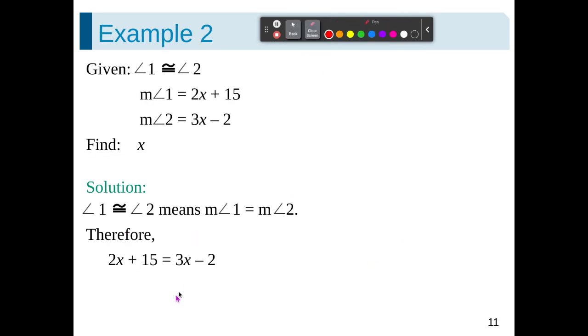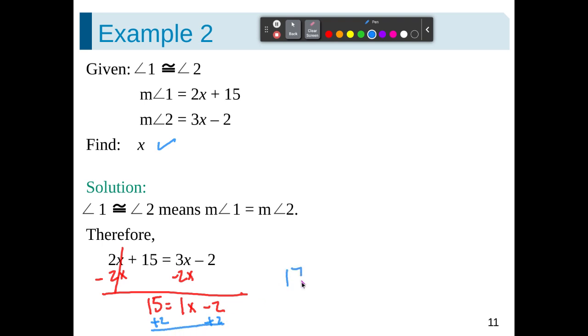Once we set them equal to each other, we can actually solve it. A little bit of algebra review. We want to move all the x's to one side, so we subtract 2x. We read from left to right like we do a book. The 2x's cancel, I bring down my 15. 3 take away 2 is 1x. I bring down my minus 2. Now if I'm trying to solve for x, I'm going to add 2. So I'm sitting here with 17 is equal to 1x, or x is equal to 17.